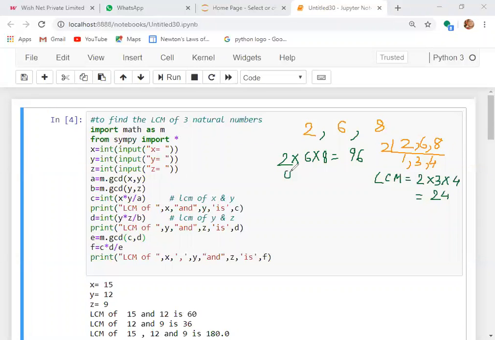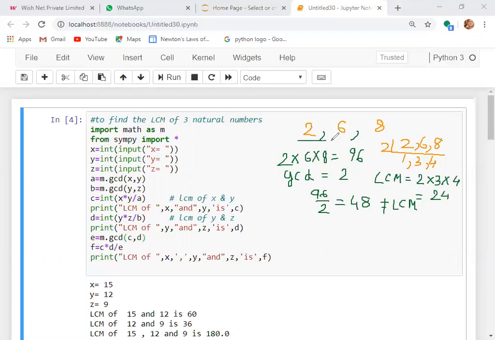And what is the GCD of 2, 6, 8? GCD of 2, 6, 8 will be the common factor, that is 2. So if you divide the product by the GCD, it will be what? 96 divided by 2 is 48, which is not equal to the LCM 24. So how can it be done with the GCD?